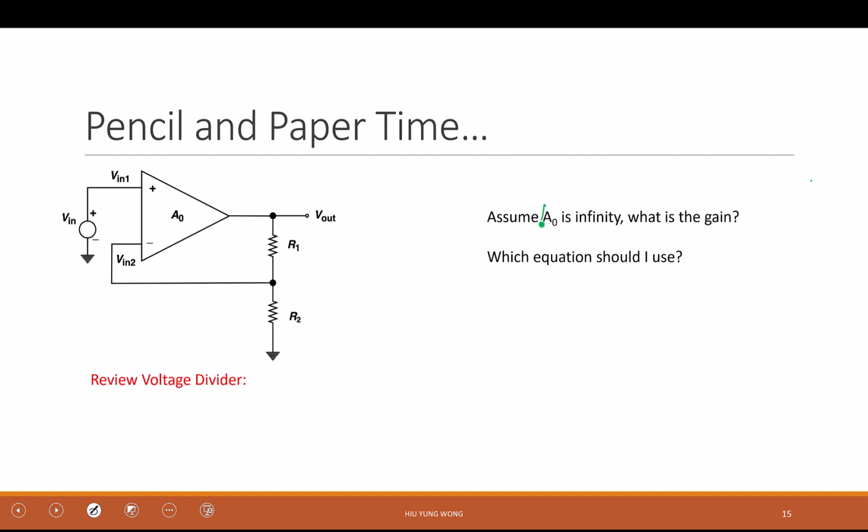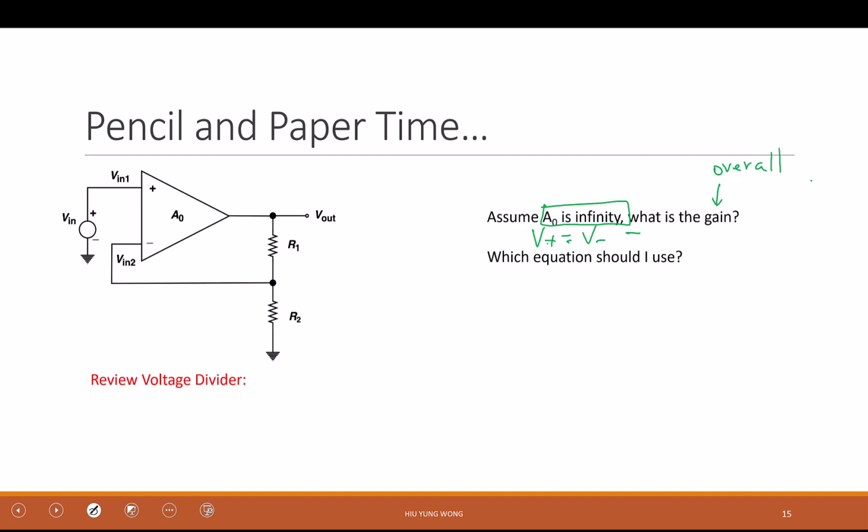Because A0 is infinity, we assume there is virtual short. Because you trust me, the feedback is good, but you need to check it later if it is your product. So we say V plus equals V minus. And because of this, assume A0 is infinity. What is the gain? I'm talking about the overall gain.